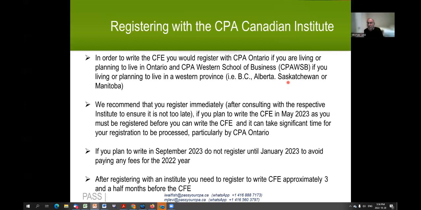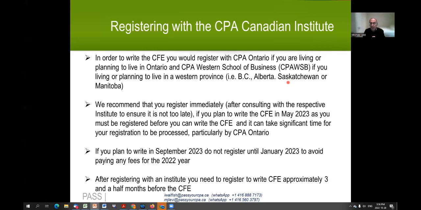We recommend you register fairly soon to make sure that it's not too late. If you plan to write the CFE in May 2023, given that you need to be registered with the Institute before you can write the CFE, and given that it takes significant time for your registration to be processed, particularly by CPA Ontario, it's in your best interest to register as soon as possible. So I really wouldn't hold off registering with CPA Ontario. Even if you're writing in Western Canada, it goes a little bit more quickly, but again, I wouldn't put off registering too long.